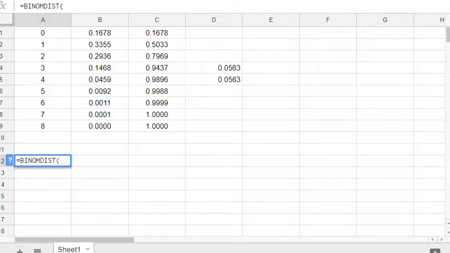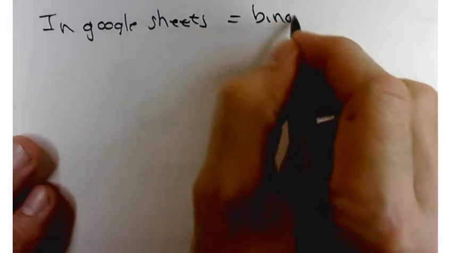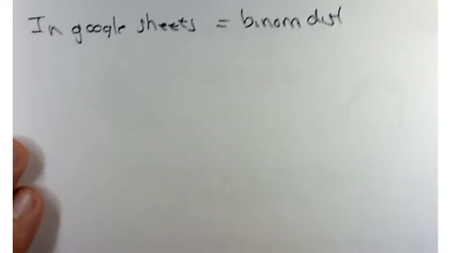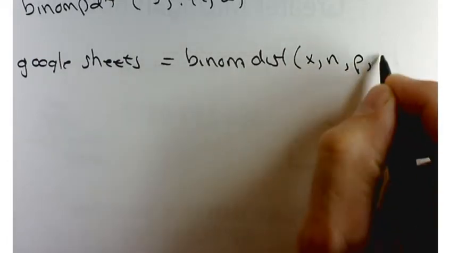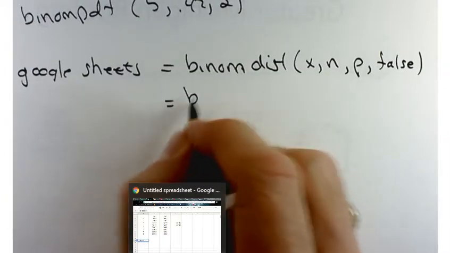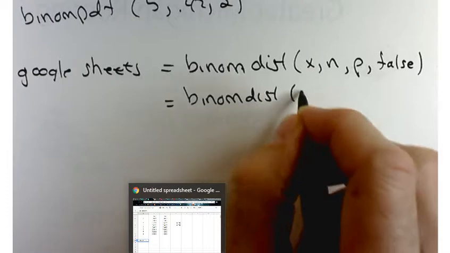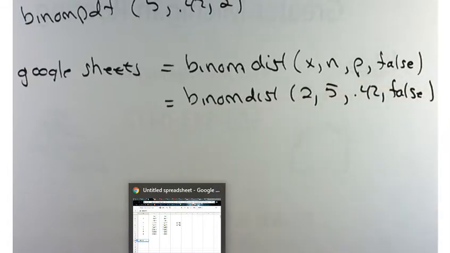Let me do it over here first. So in Google Sheets, it's going to be equals binomial distribution of x and then n and then p and then false. And we'll talk about that false, what that means, in just a little bit. But x and then n and then p and then false. So let's do that over here. For our particular problem, that'd be binomial distribution of 2, 5, 0.42, false. And we should get the same probability that everyone else is getting.